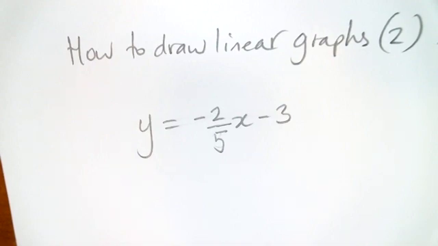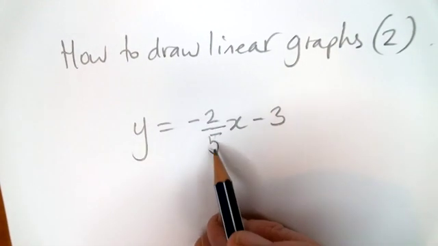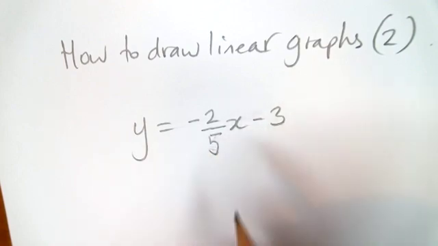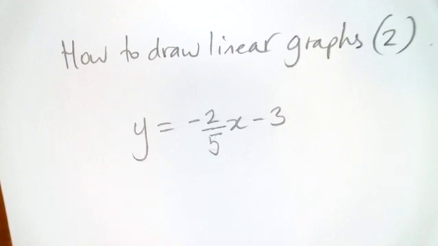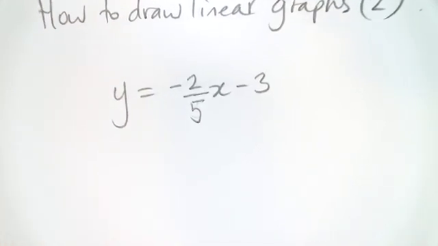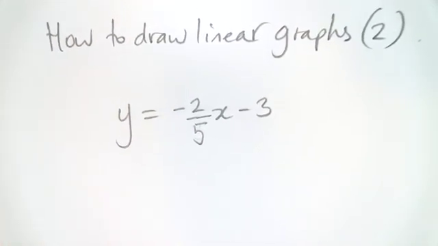Here's another linear graph which we're going to draw. I've just changed this one. I was going to have 2/3, but I thought, well, I got a 3 on the end, so I'm going to go 5 instead. Just change it up a little bit. All right. So how do we draw that? Now, for an exam, we can just draw this very, very easily.